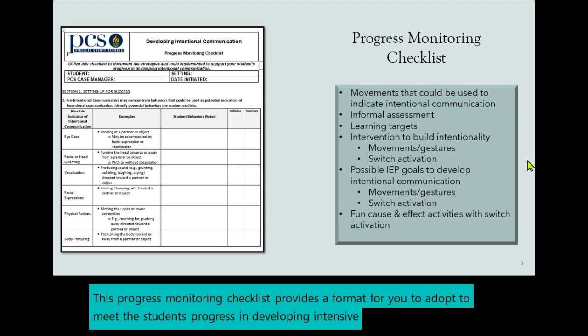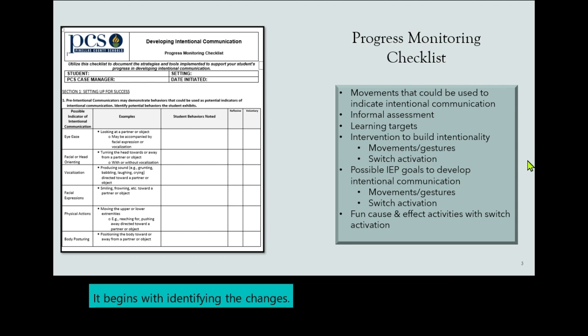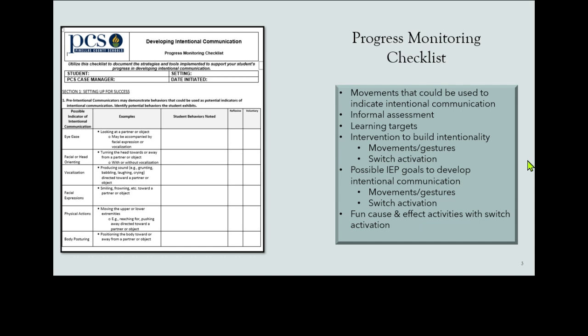It begins with identifying potential behaviors the student exhibits. It provides an informal assessment of student behaviors and identified learning targets. It also outlines the intervention to build intentionality, whether it's movements and gestures or switch activation. The checklist identifies possible IEP goals for developing intentional communication. And then at the end, there are some fun cause and effect activities with switch activation.